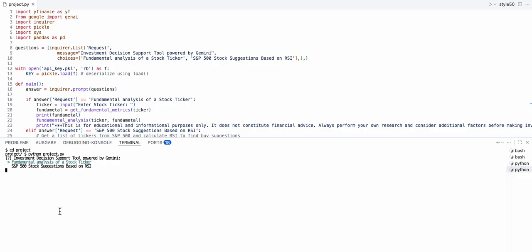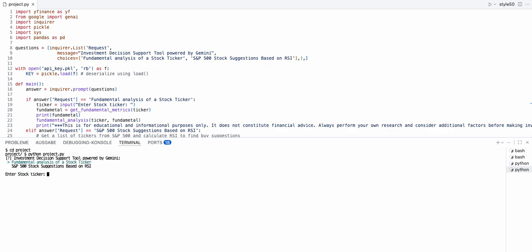When we start the program, we will be prompted to choose from one of the two functions. So here we can see we can move the cursor up and down to choose which function we want to use. So the first function is a fundamental analysis of a stock ticker. This is useful when the user already has a stock ticker in mind.